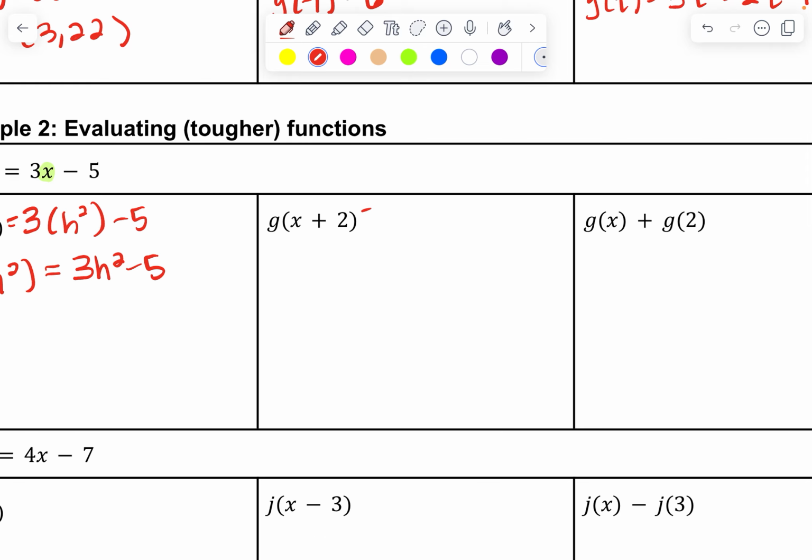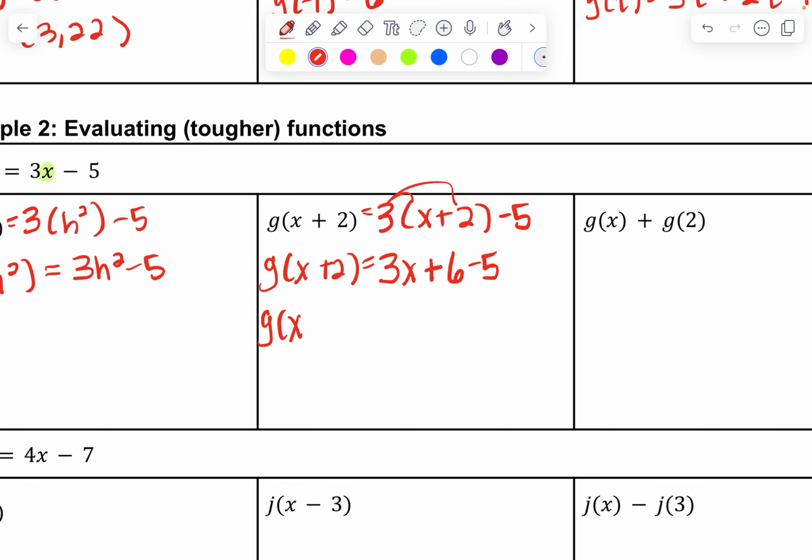G of x plus 2, we're going to replace our x with the x plus 2. So 3 times x plus 2 minus 5. Here we need to distribute the 3 through. So g of x plus 2, 3 times x is 3x, plus 3 times 2 is 6, but we still have the take away 5. If we combine our like terms here, 6 minus 5 is 1, so that equals 3x plus 1.